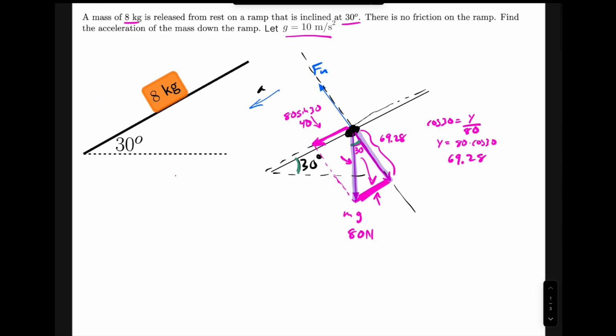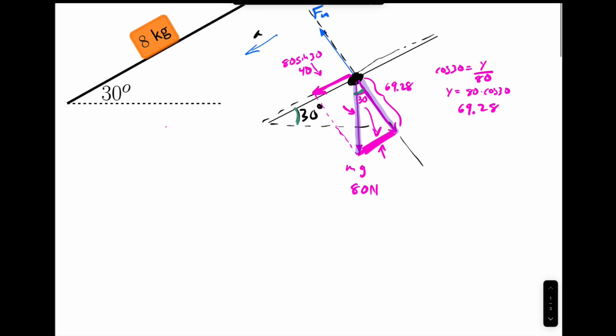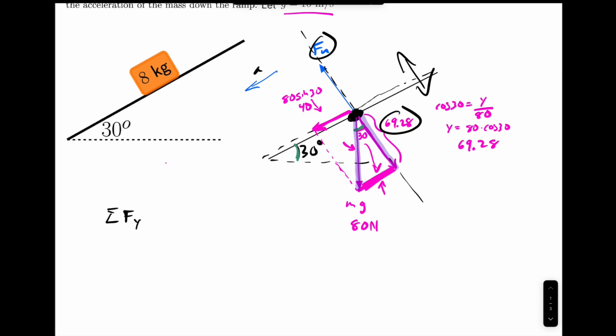Let me zoom back out a little bit. I think you're probably okay with the fact that force normal and 69.28 have to be the same, since there's no acceleration happening in that direction. And that's fine. You could just right now say Fn is equal to 69.28. But for a little while at least, I'd prefer that you wrote the summation of all the forces in the y direction is equal to ma.